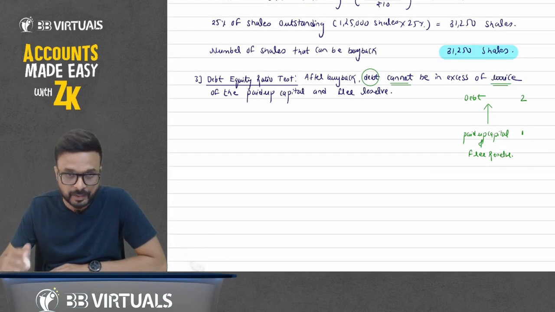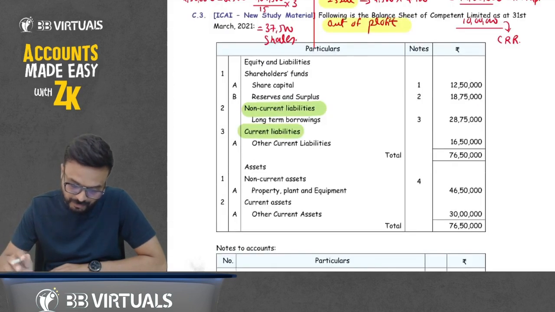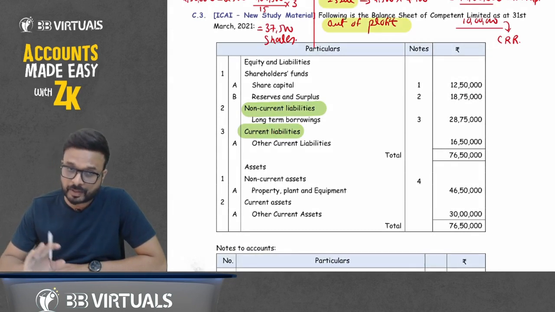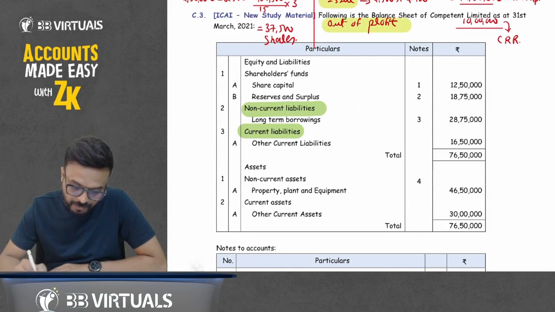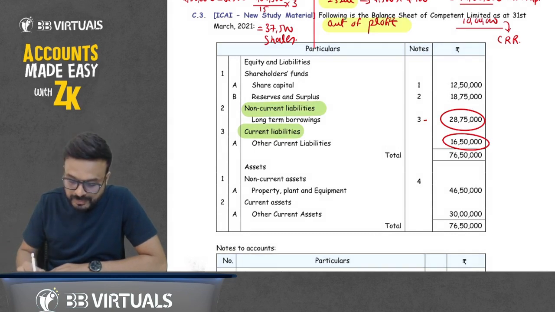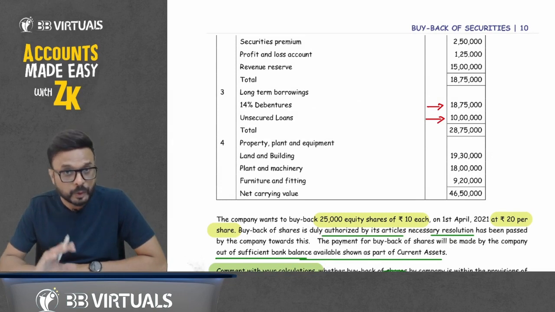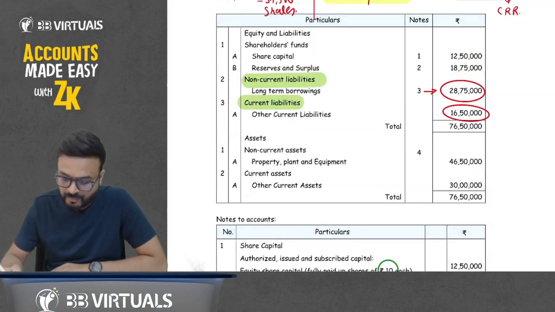Now what do you mean by debt here? Remember one thing, debt here means short term and long term. If you see the balance sheet, the debts are non-current liability and current liability. So for the purpose of buyback, debt means non-current and current, short term and long term both. When we calculate the amount of debt, we will take this 28,75,000 and 16,50,000. If you want to see the detail of the 28,75,000, note number 3 shows 18,75,000 and 10 lakh, the total amount of long term debt.